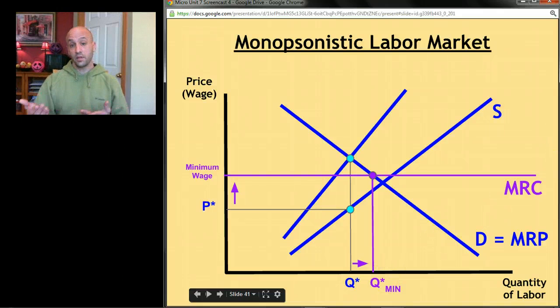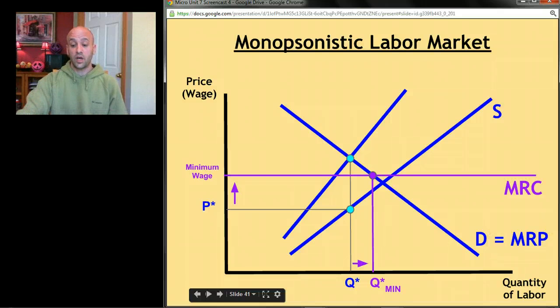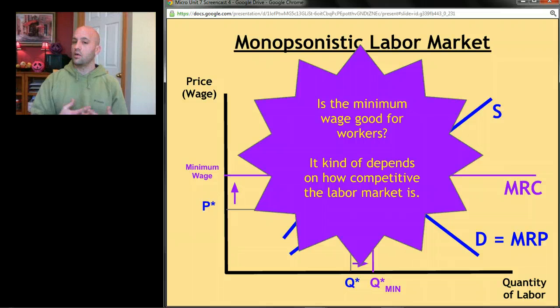So if we're dealing with a monopsonistic labor market, a minimum wage looks like a pure win for workers. Not only does the wage go up, but in here we actually get a higher quantity of workers. We actually get more jobs. So is the minimum wage good for workers? Well, the answer is really it depends. It's not as simplistic as we saw initially. It kind of depends on what kind of labor market we're talking about. In perfectly competitive labor markets, there seems to be a trade-off, and in monopsonistic markets, it seems to be a pure win.